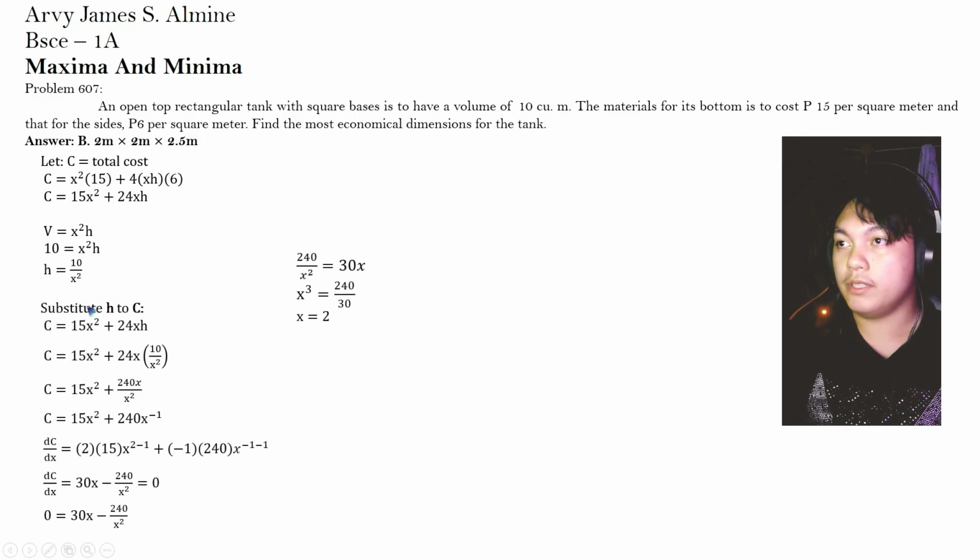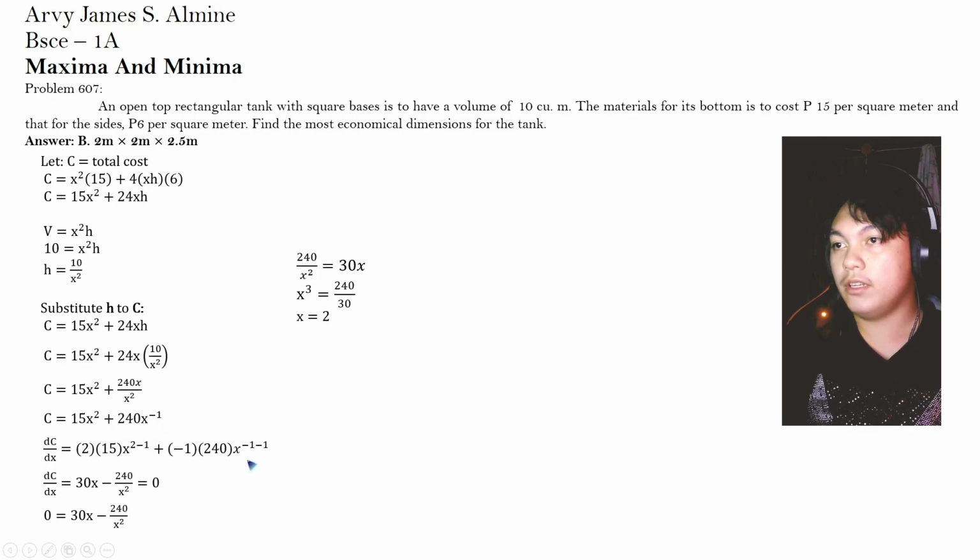Substitute h to C. C is equal to 15x squared plus 24xh. Replace h with 10 over x squared. Multiply 24x times 10 over x squared. It will give us the answer of 240x over x squared, and dividing again by x, it will give us 15x squared plus 240x to the power of negative 1.